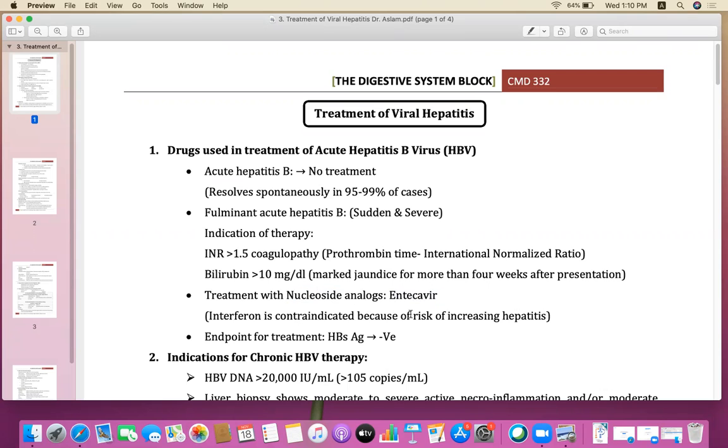Interferon is contraindicated because of the risk of increasing hepatitis in acute hepatitis B viral infection. And for the endpoint of treatment of acute hepatitis B viral infection, you have to check the hepatitis antigens. If the antigens are negative, it is an indication for the endpoint of treatment.